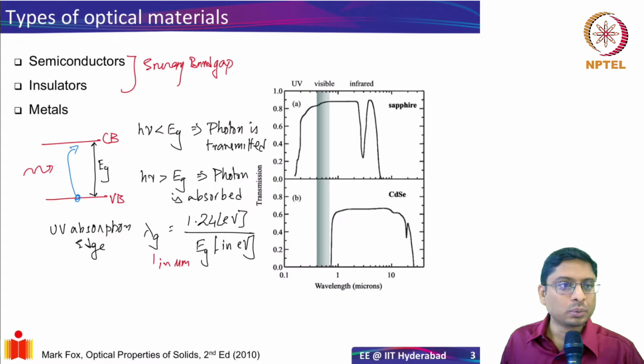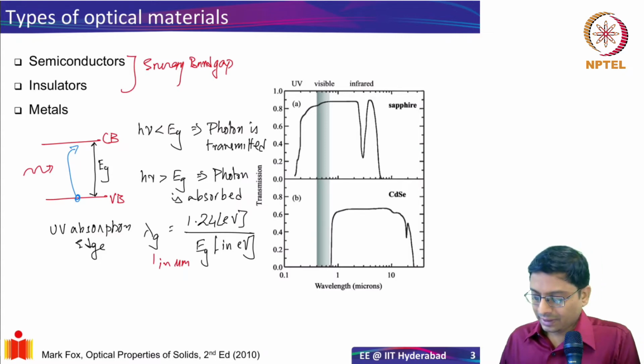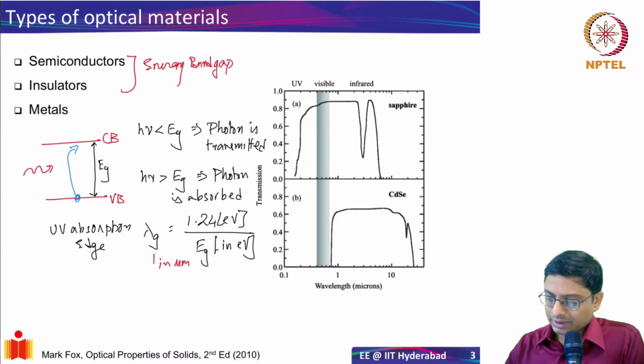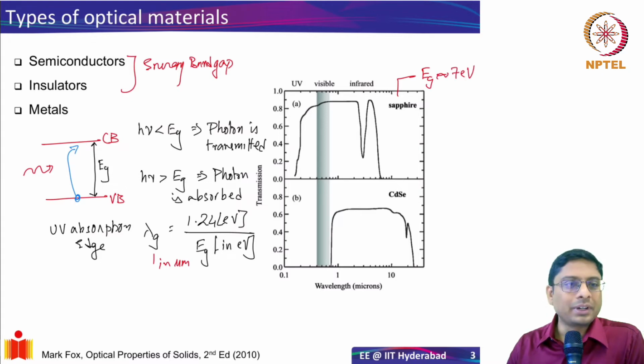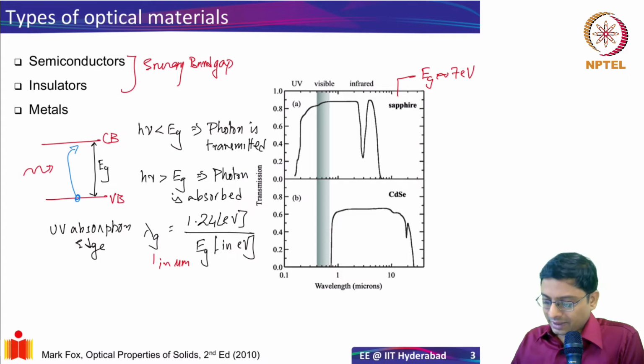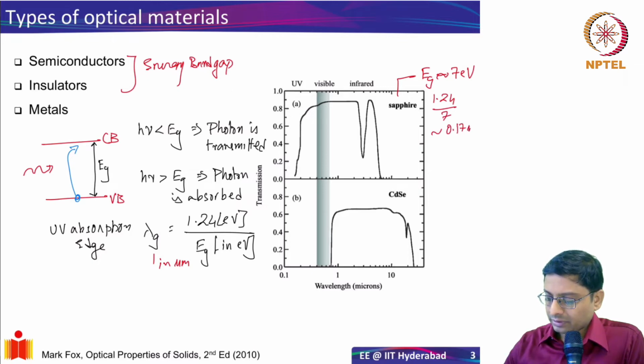So for example, I have two materials here, sapphire and cadmium selenide. Sapphire has a band gap of about 7 eV. The band gap also depends on the orientation and so on, but let's say approximately 7 eV. And if you have that, my band edge is going to be simply 1.24 divided by 7, and that will turn out to be approximately 0.17 micrometers.